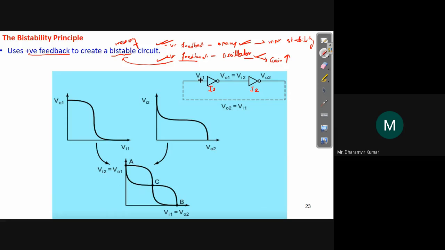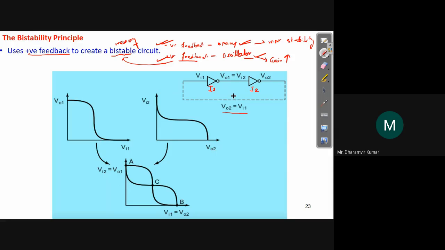So this Vi1 is the input of I1, VO1 is the output of I1, and Vi2 is the input of I2, and VO1 is equal to Vi2 because they are shorted. And VO2 is the output of I2, that is again fed back to the input of I1, which is Vi1. So VO2 is equal to Vi1, like this.